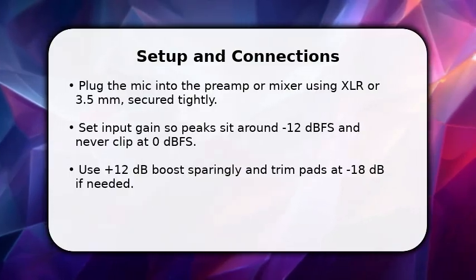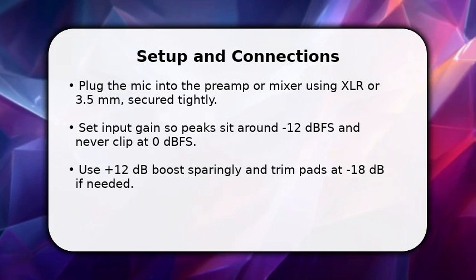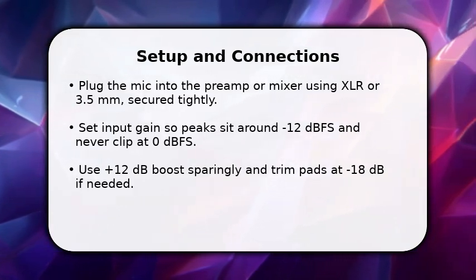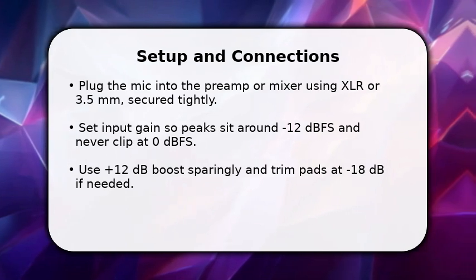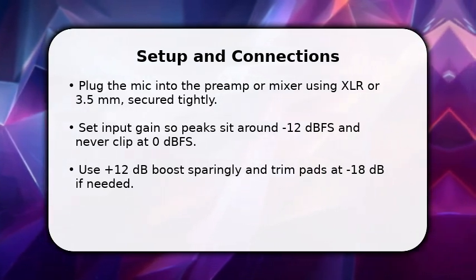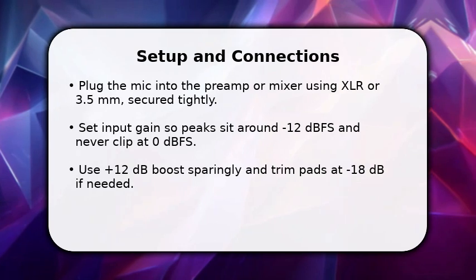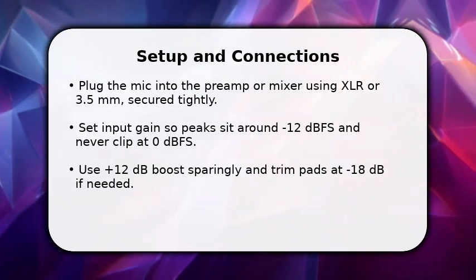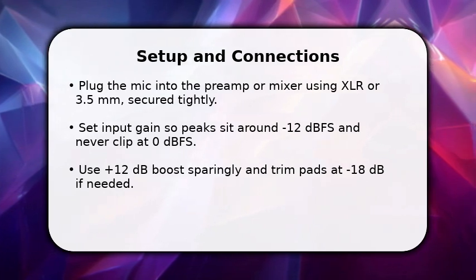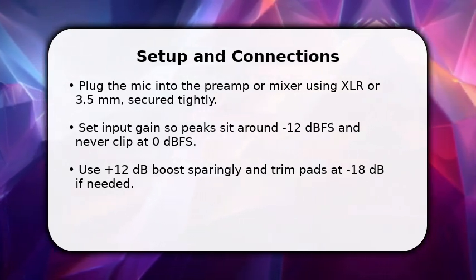Start by connecting the Peace Equalizer loud mic to your audio chain. Use XLR or 3.5 cable and verify a secure physical connection. Power Phantom if your mic requires 48 volts and confirm the indicator lights. Set the preamp gain low initially and slowly raise it while speaking.